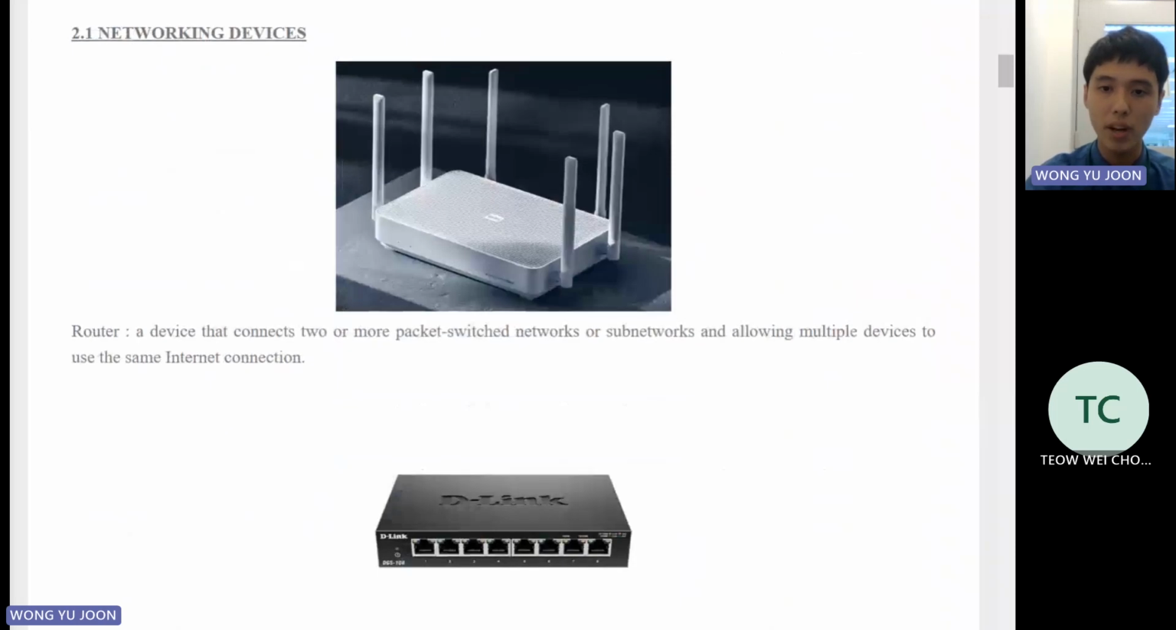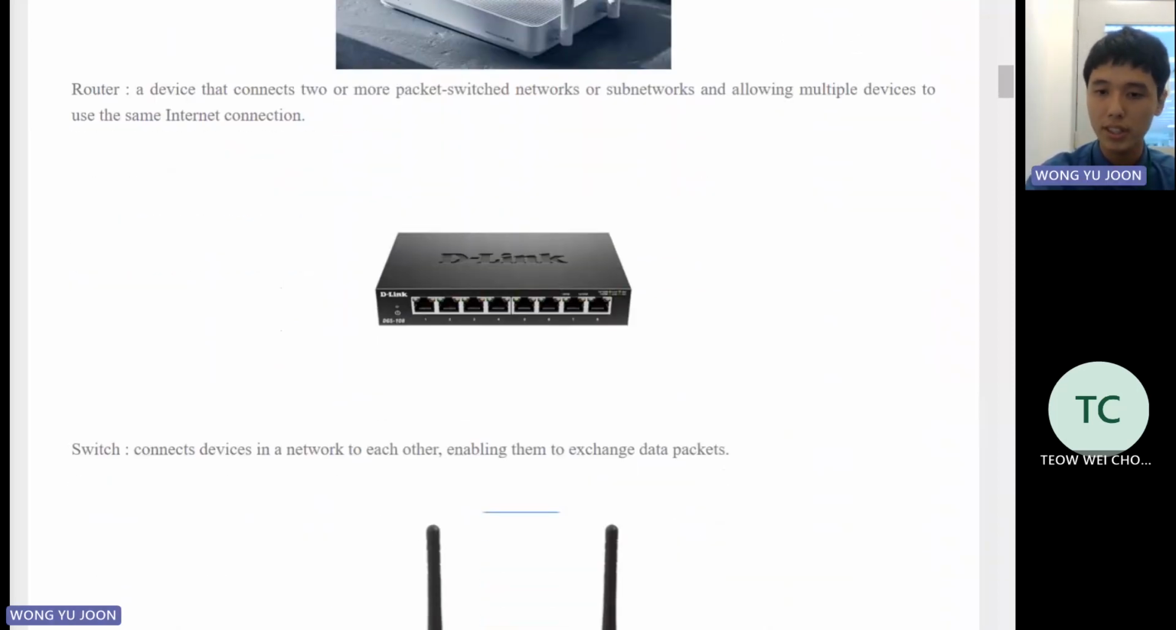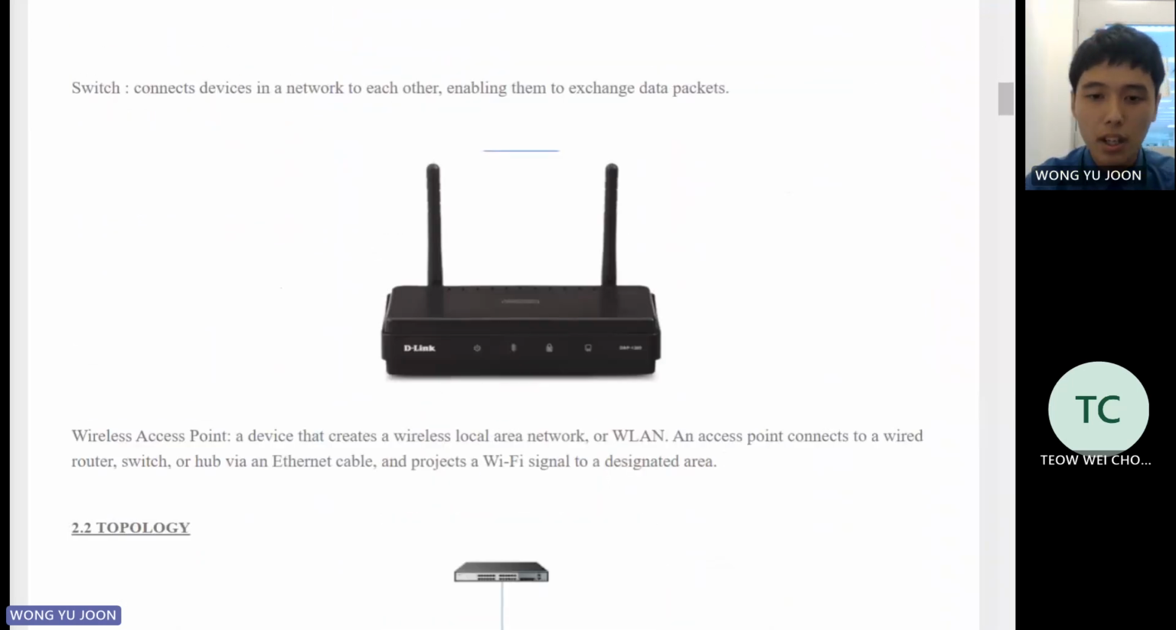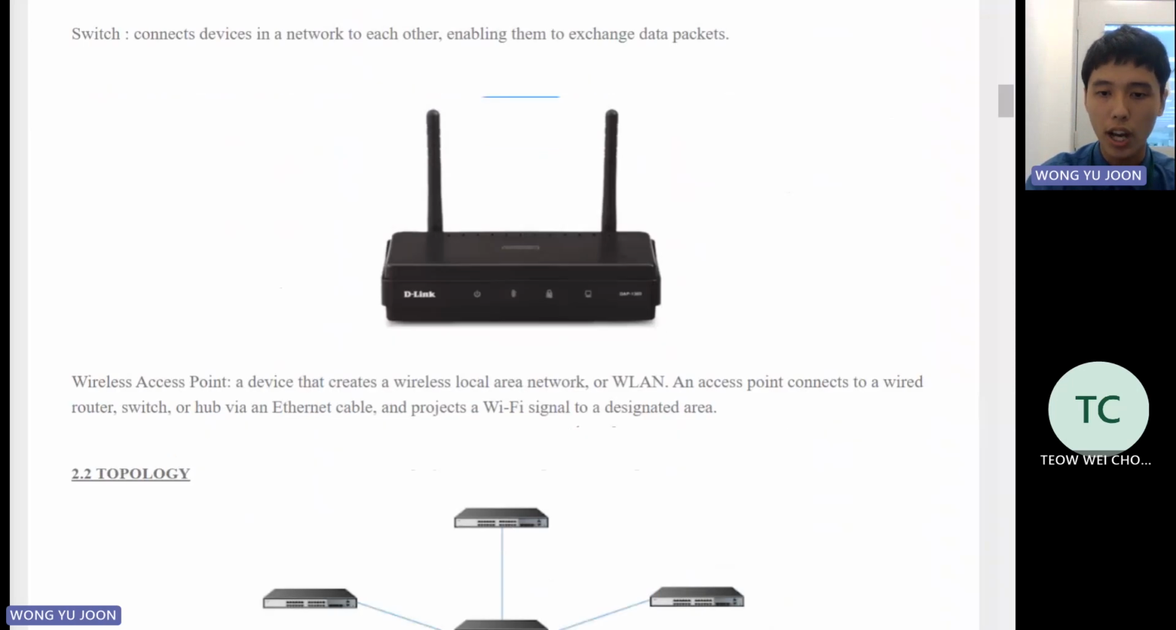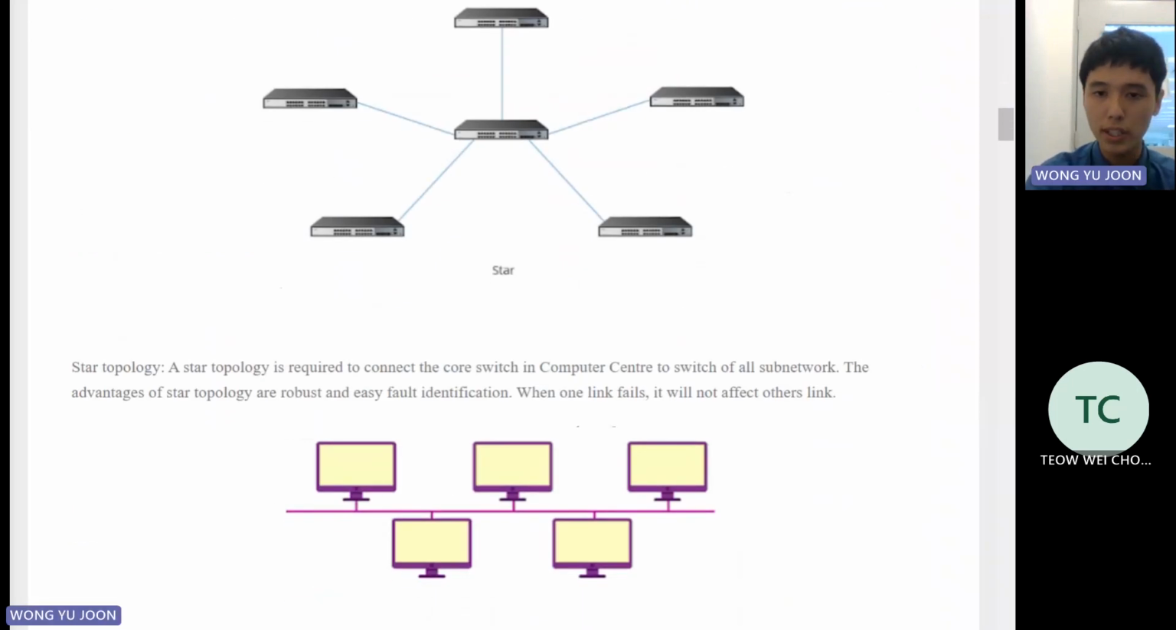Now for the networking devices used here. We have the router, which is a device that connects two or more packet-switched networks, allowing multiple devices to use the same internet connection. A switch connects devices in a network to each other, enabling them to exchange data packets. A wireless access point is a device that creates a wireless local area network, or WLAN. An access point connects to a router, switch, or hub via an ethernet cable and projects a Wi-Fi signal to a designated area.